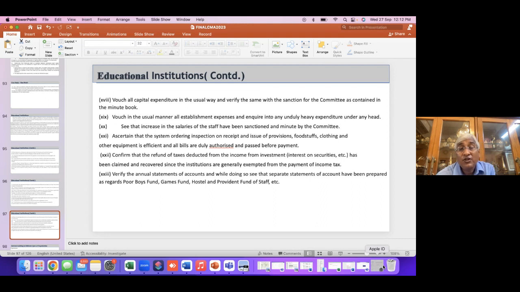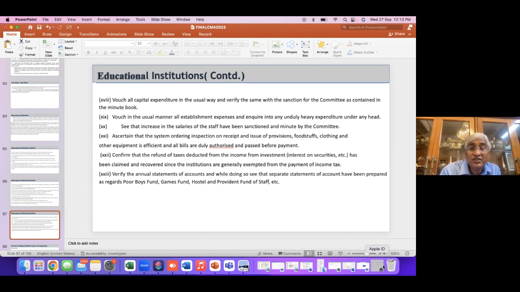Ascertain that the system of ordering, inspection on receipt and issue of provisions, foodstuff, etc. is applicable for the students' hostel facilities. So educational institutions sometimes have hostel facilities. So they are to monitor the hostel expenditure, and the spend is basically for the purpose of the students. So the number of students staying in the hostel, expenditure per head, and if there's any recovery clause, that recoveries are being made from the monthly student fees, all these are to be ensured.